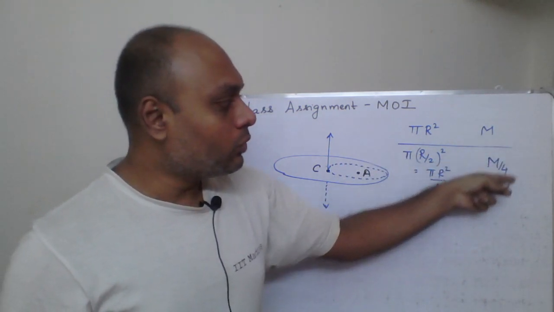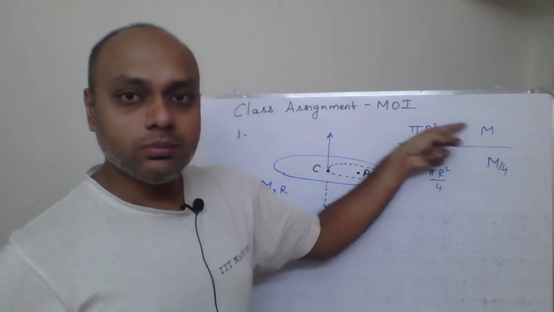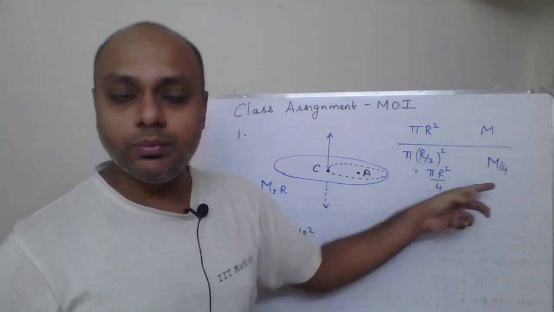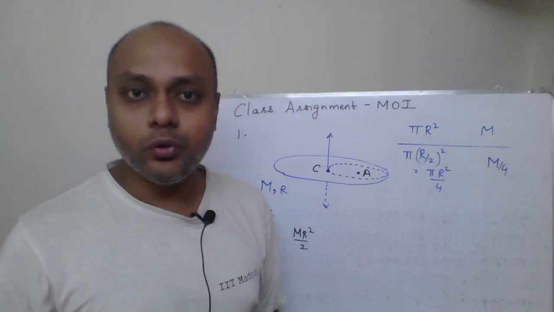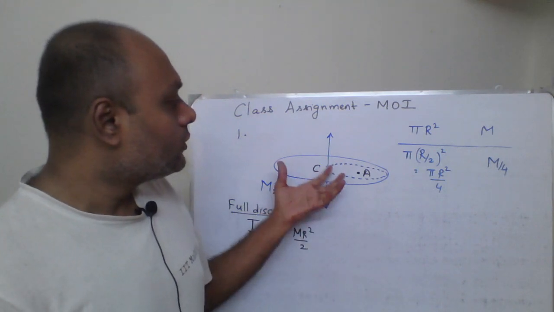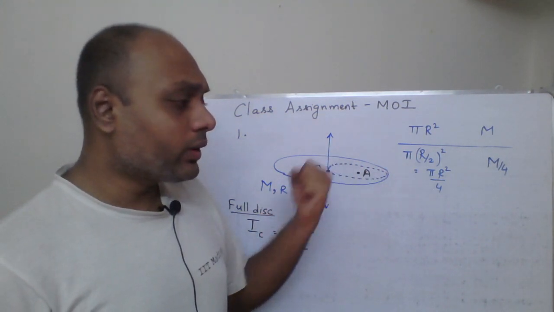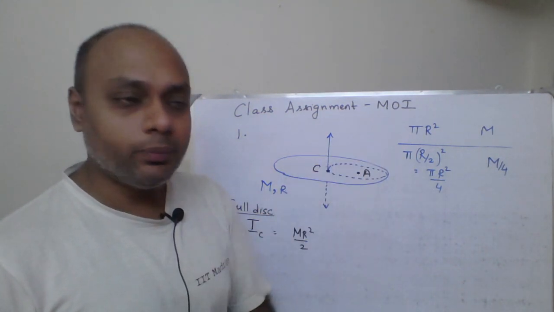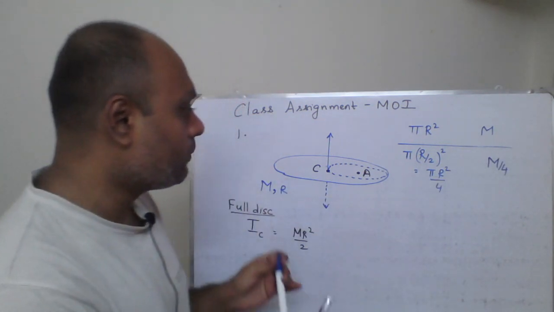So the mass of the removed disk will be 1/4 of the full mass, because the area becomes 1/4, so the mass will also become 1/4. It's uniformly distributed mass in the area. So if you remove 1/4 of the area, 1/4 of the mass would be gone. So m by 4 is the mass of the removed disk.